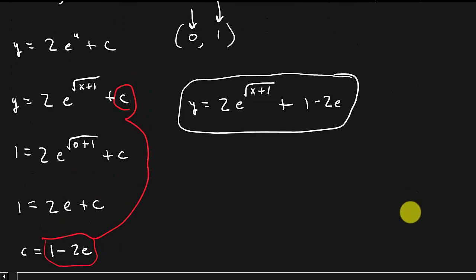And that was actually the last problem. So I hope that video helped. Just remember, with e to a power, try letting u equal the exponent to do your u substitution.